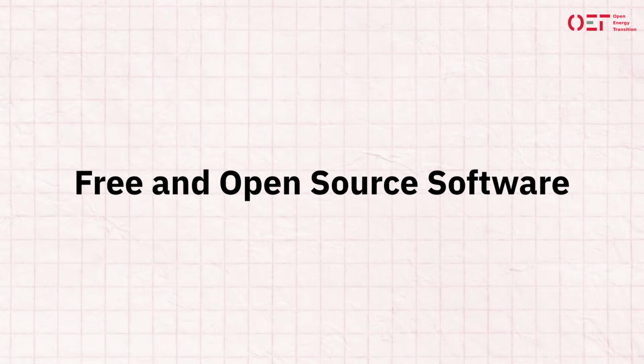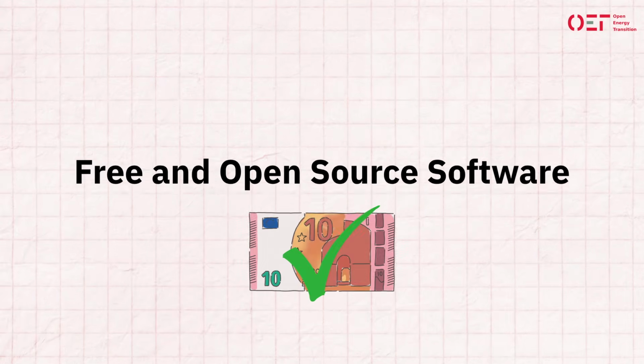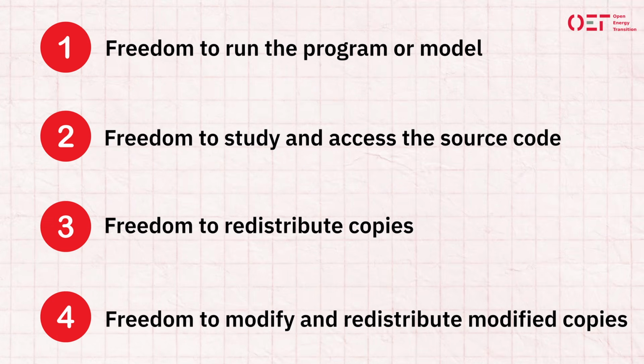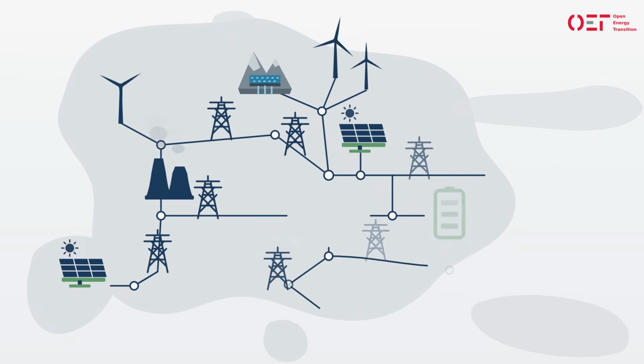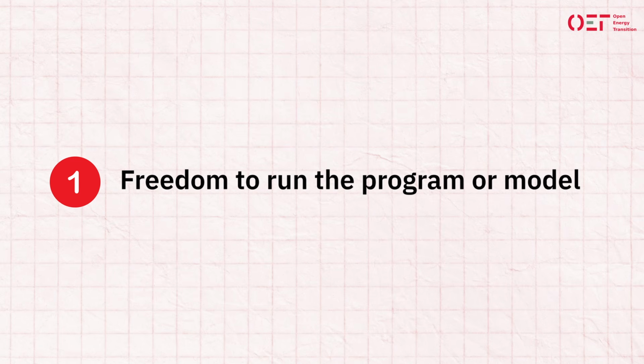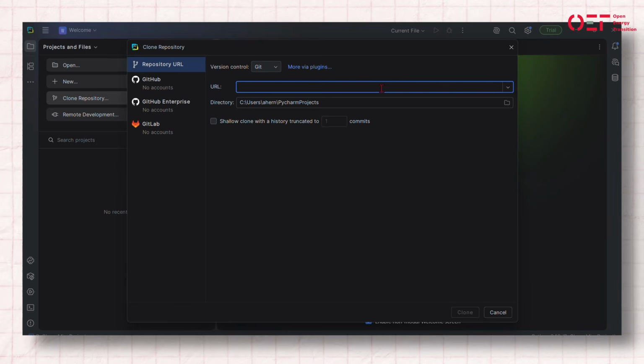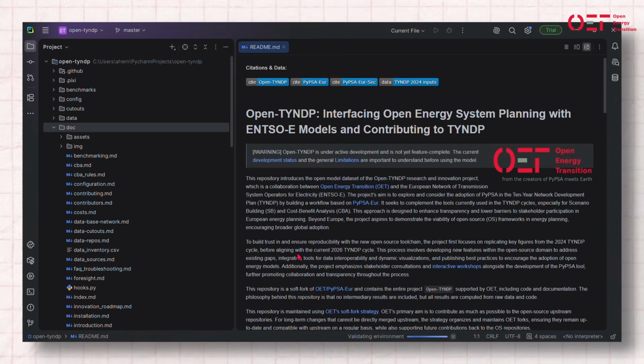This is an important point, as free and open source software allows its users the freedom to use it for commercial purposes. So let's unpack the 4 freedoms and contextualize it for energy modeling. In order for an open source model to satisfy the first freedom, you must have the freedom to use it for your purposes, your projects, without necessarily needing to communicate this to the developer.